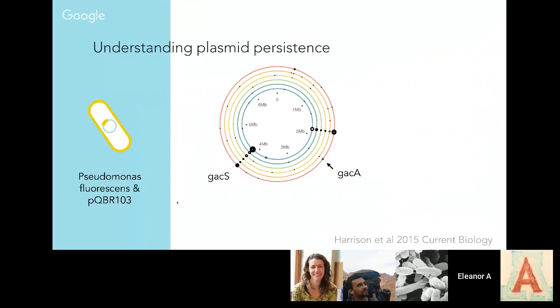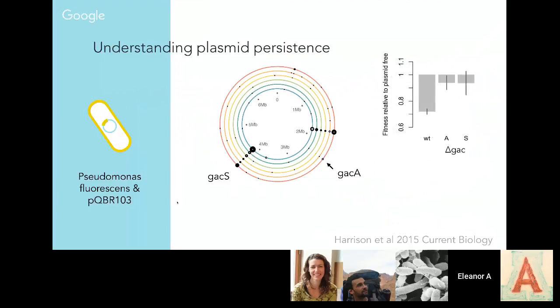And there are 2 loci which only evolved in the presence of the plasmid, so not in my plasmid-free lines, and these were the loci GAC-S and GAC-A. Together, these loci form a 2-component regulator of extracellular protein production. So, at first glance, this has nothing to do with plasmid carriage.